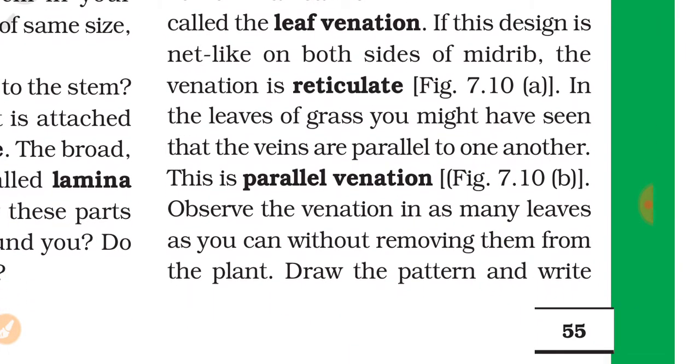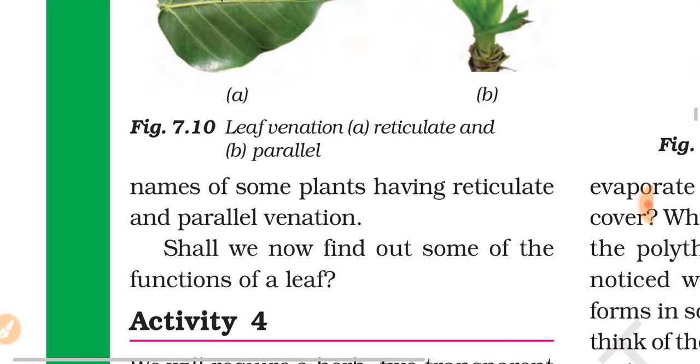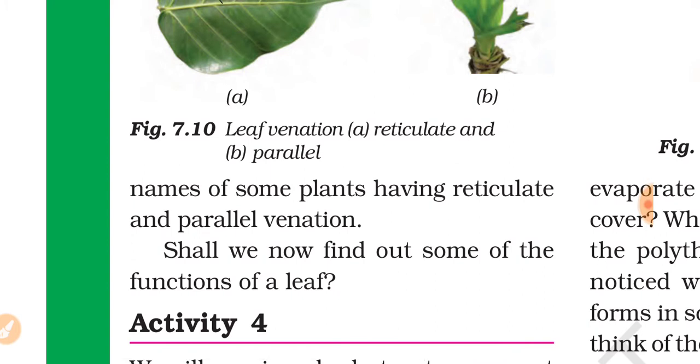In the leaves of grass, you might have seen that the veins are parallel to one another. This is parallel venation. Observe the venation in as many leaves as you can without removing them from the plant. Draw the pattern and write names of some plants having reticulate and parallel venation.